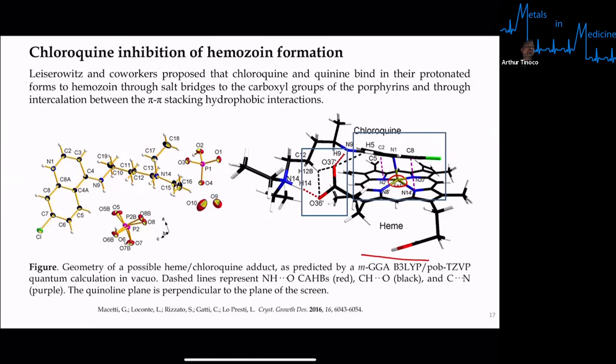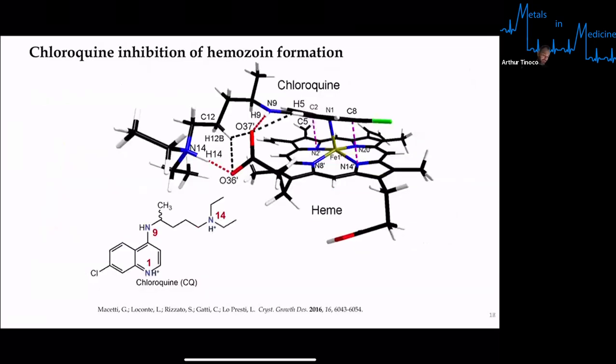Another thing that the chloroquine is doing is that it's actually interacting in an electrostatic fashion, or at least in sort of a salt fashion, with the carboxylates over here. So you can see those interactions, and also to some extent hydrogen bonding, that also serves as a way of breaking up potential interactions between heme molecules with one another. And so that's what essentially the chloroquine is doing.